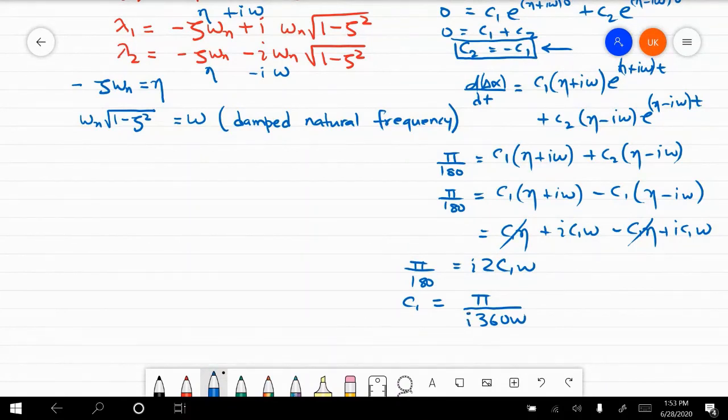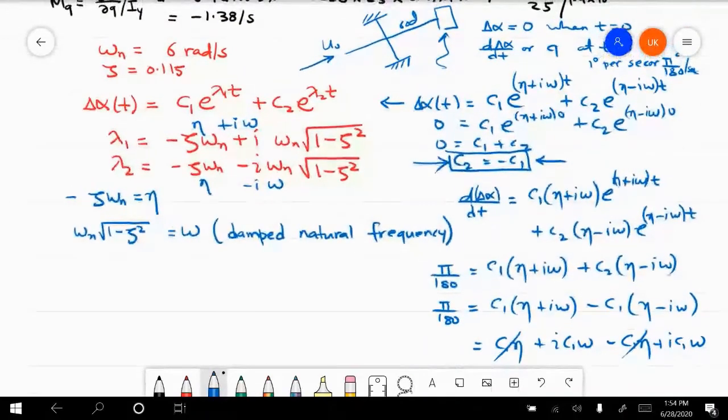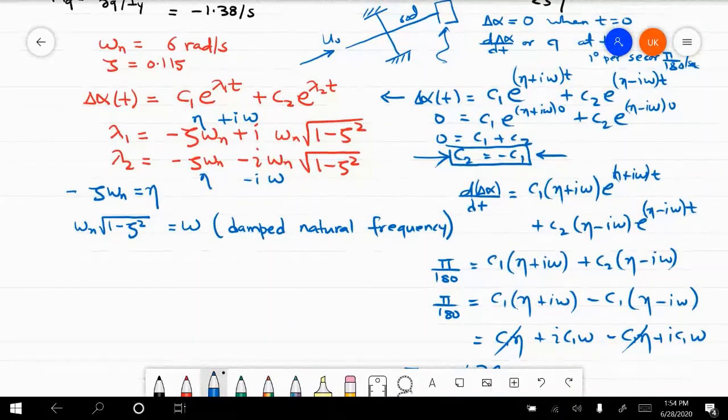C1 is equal to pi over 2 times 180, which is 360, times omega i. So since I have C1 now, I can know C2. C2 is just a negative of C1, again from what we have found by applying the first initial condition. So C2 is equal to minus C1, that is minus pi over i 360 omega. So we have found the values of C1 and C2. So we are ready to rewrite this equation by substituting for the values of C1 and C2.